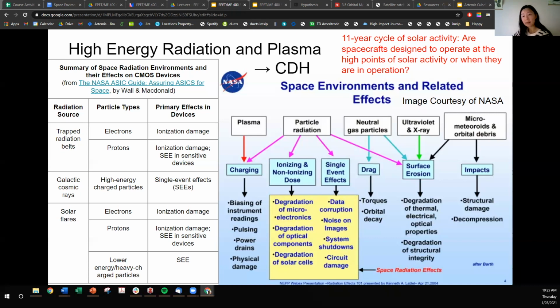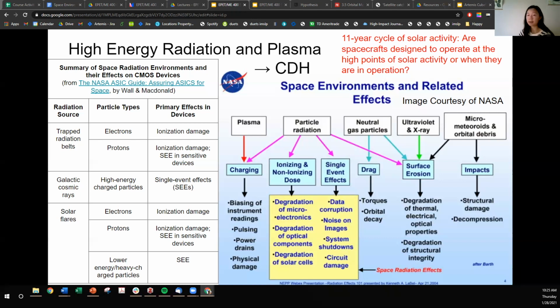There are hard errors, which are permanent and functional in nature. These include single hard errors that cause a permanent state change, such as a stuck bit in a memory device. There are things called single event burnouts, which are non-reversible device failures due to a high current state in a power transistor. And then there are single event gate ruptures, a destructive rupture of a gate insulator.